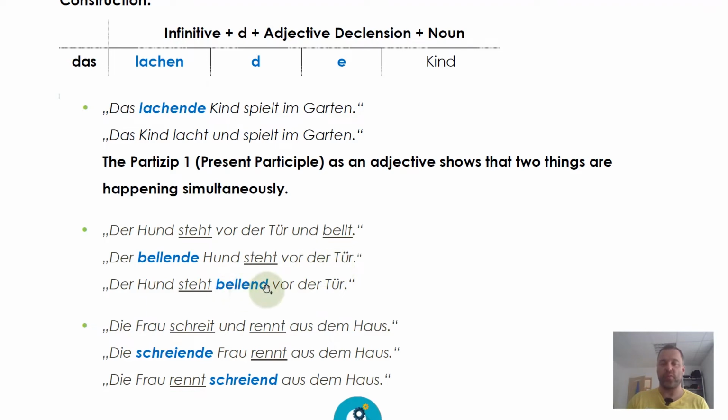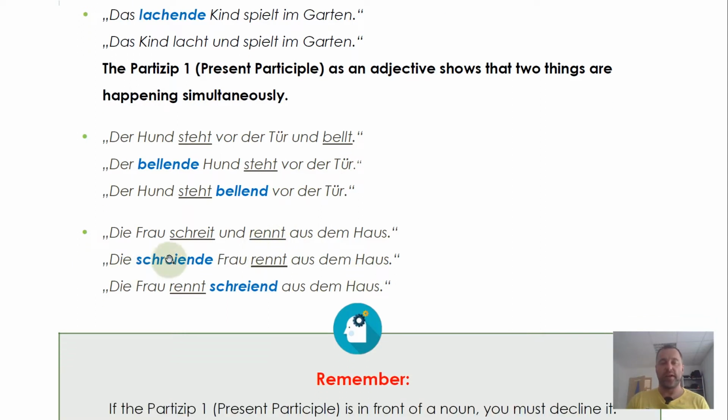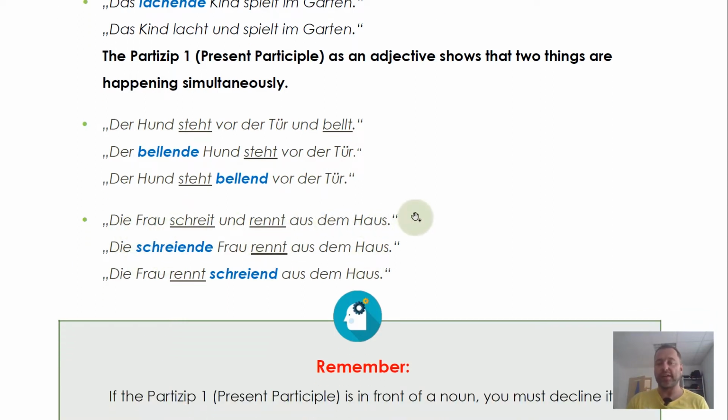This one works well too, but for English native speakers that might not be so easy, because it doesn't really exist in English. But here you see two things happen simultaneously. Another example here, die Frau schreit und rennt aus dem Haus.